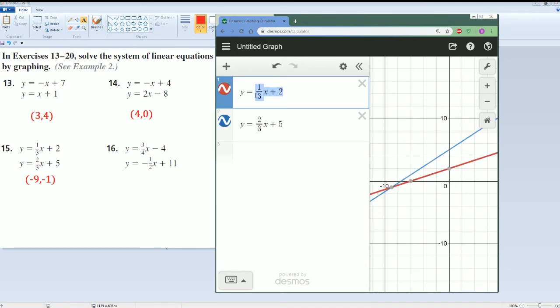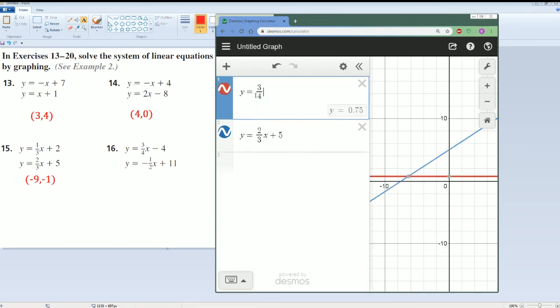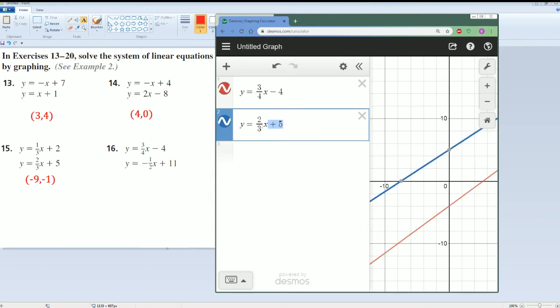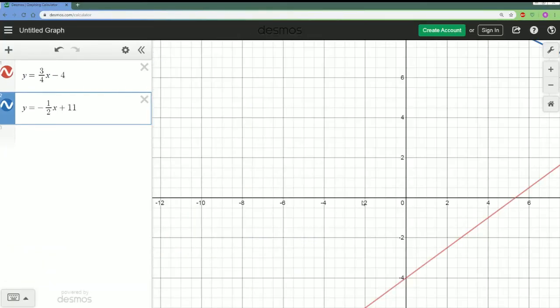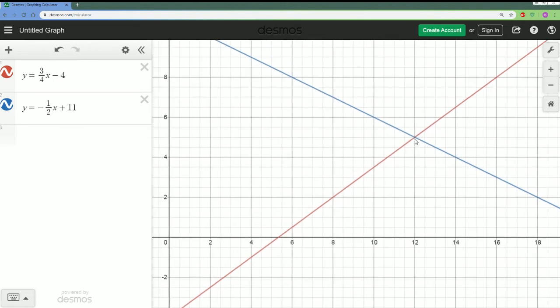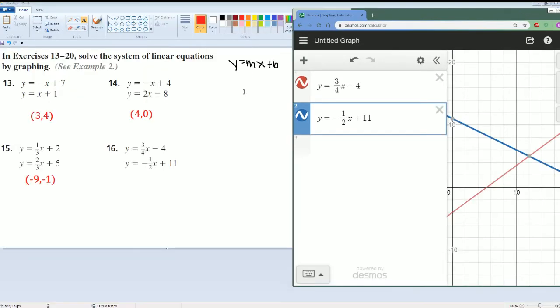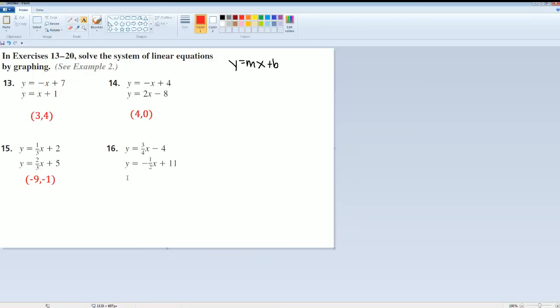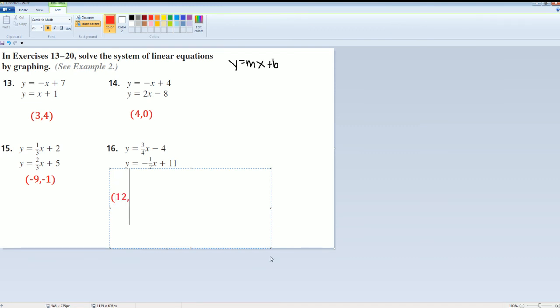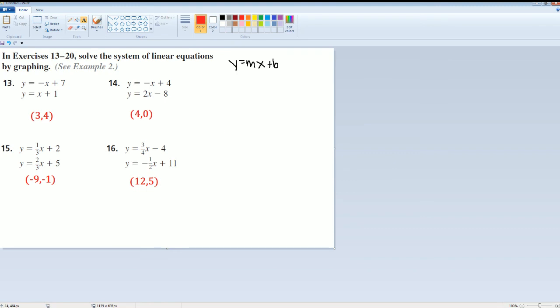Next one. y is equal to 3 divided by 4x minus 4. And negative 1 divided by 2x plus 11. And let's see. Where's the intersection? Looks right there. Perfect. 12, comma 5. All right. So we would say it is 12, comma 5. There you go. Those are all your solutions for 13, 14, 15, and 16. I think those are the only 4 I asked you to do.